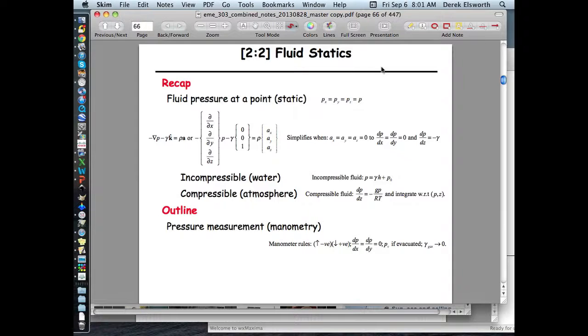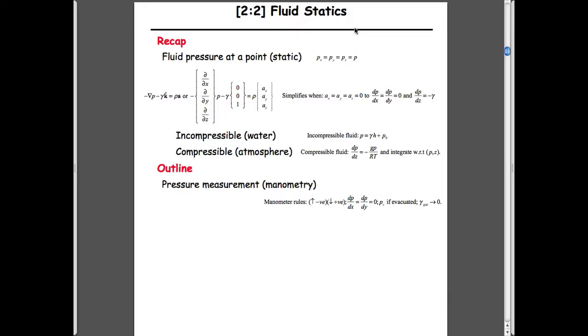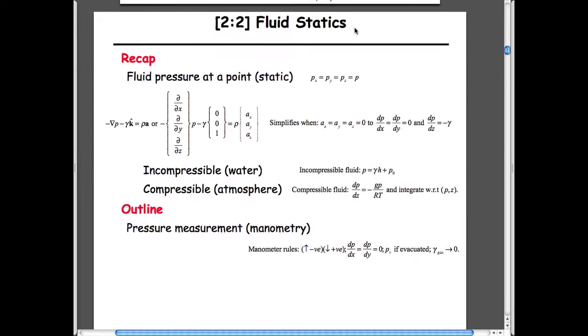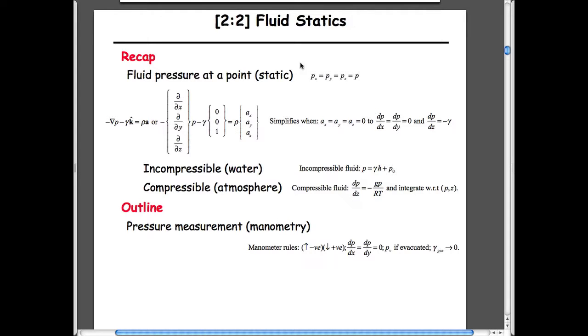So this is the material we're talking about last time. We're talking about fluid statics, fluid pressures in static fluids. You'll remember that last time we did a derivation basically for this expression here, which is kind of oxymoronic.